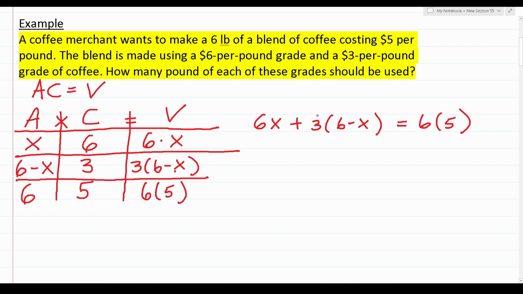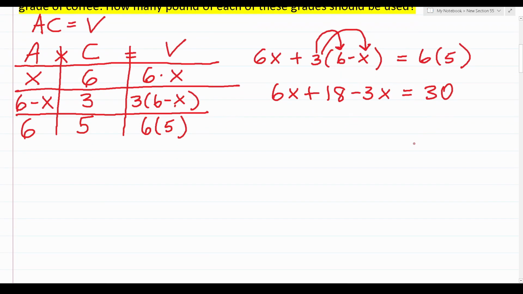So the first thing I want to do is take this 3 and distribute it here as well as here. So this becomes 6x plus 3 times 6 is 18. 3 times negative x is negative 3x equals 6 times 5. Well, what is 6 times 5? That is 30. All right, so let's keep working this one out. Let's combine these like terms, notably 6x and negative 3x. 6x minus 3x is just 3x. This is 3x plus 18 equals 30.